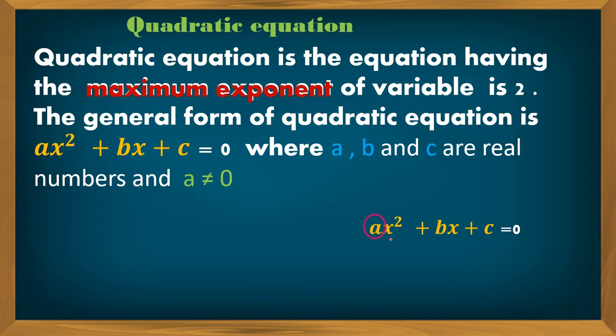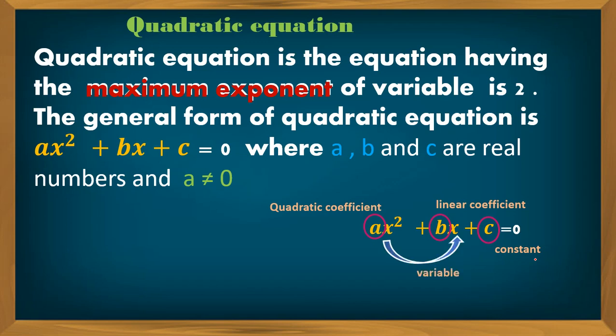So what is the meaning of a, b and c here? The coefficient of x square, a, is known as the quadratic coefficient. The coefficient of x, b, is known as the linear coefficient, and c is the constant term. So we can say a, b and c in the quadratic equation are called the quadratic coefficient, linear coefficient and constant term respectively. And this is an equation in the variable x. So x is the variable in this equation. For example, x square plus 5x minus 300 equals 0.